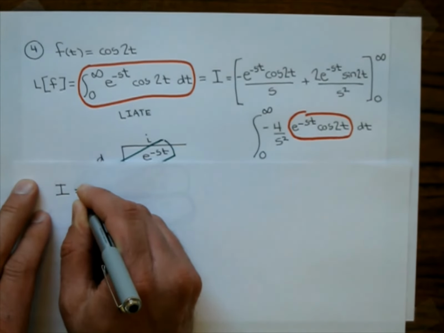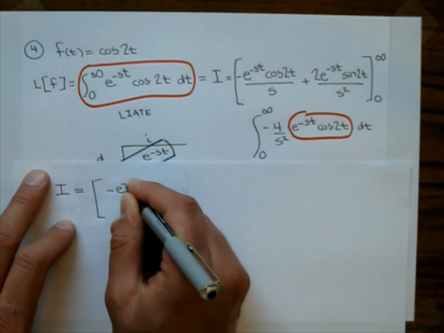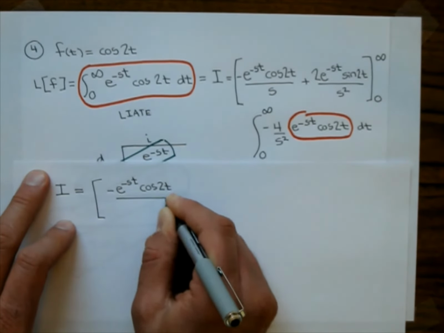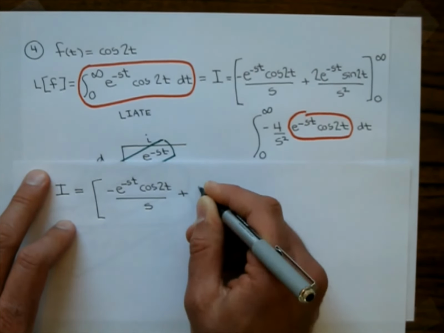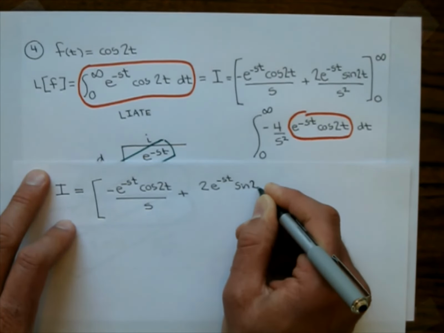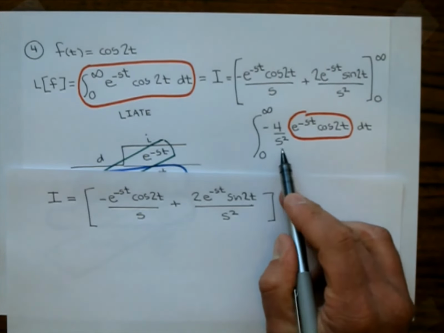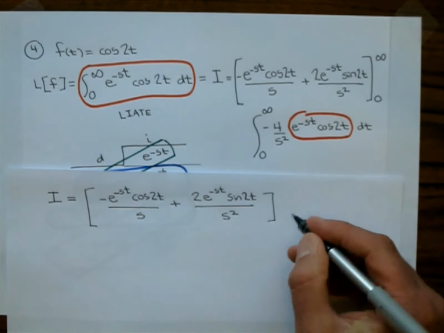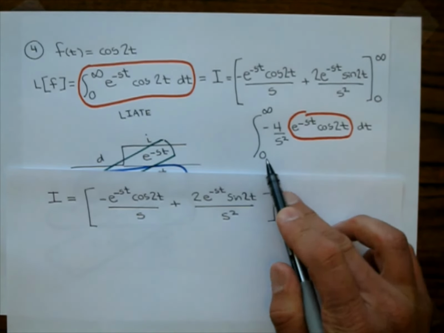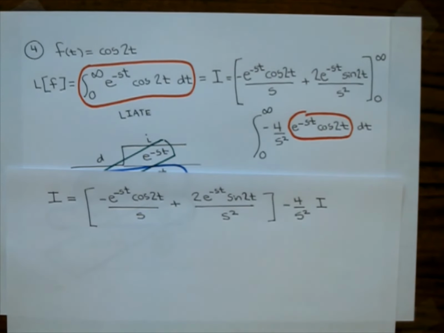I'm going to go like this. I equals, and we'll focus on one thing at a time here. So negative e to the negative st cosine 2t all over s, plus 2e to the negative st sine 2t all over s squared. And then this is just a constant with respect to t, and so we're going to go minus 4 over s squared, and then the rest of this just becomes my original problem, which I was classifying as I. So that's what I have there.